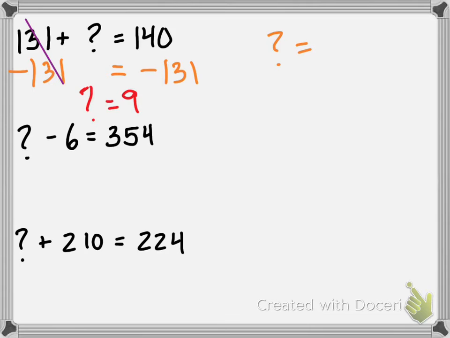Let's think about this next one. I have something minus 6 is equal to 354. Remember, I want to just get down to that something equals. Who can tell me what's currently in the way? What's currently ruining my problem for having it be something equals? Dolan, what is it? 6. Yeah, 6. Specifically, minus 6. So we see that minus 6 there.